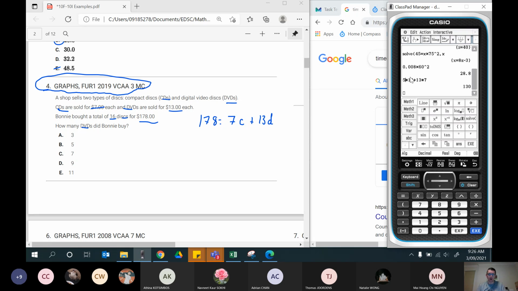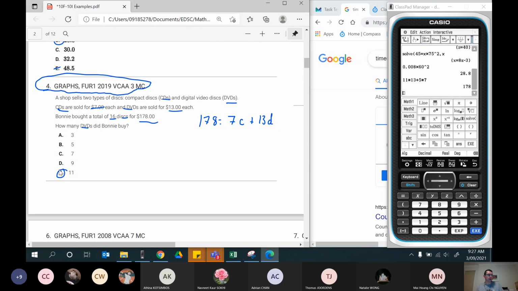Then she bought 5 DVDs and 11 CDs would be the other option. That's 142. Then the next would be 154, and then 166. Obviously it has to be the last one. If she bought 11, that would be 5 here, and you can see that's 178. So you can use the answers sometimes to help you get there, and you got to E.